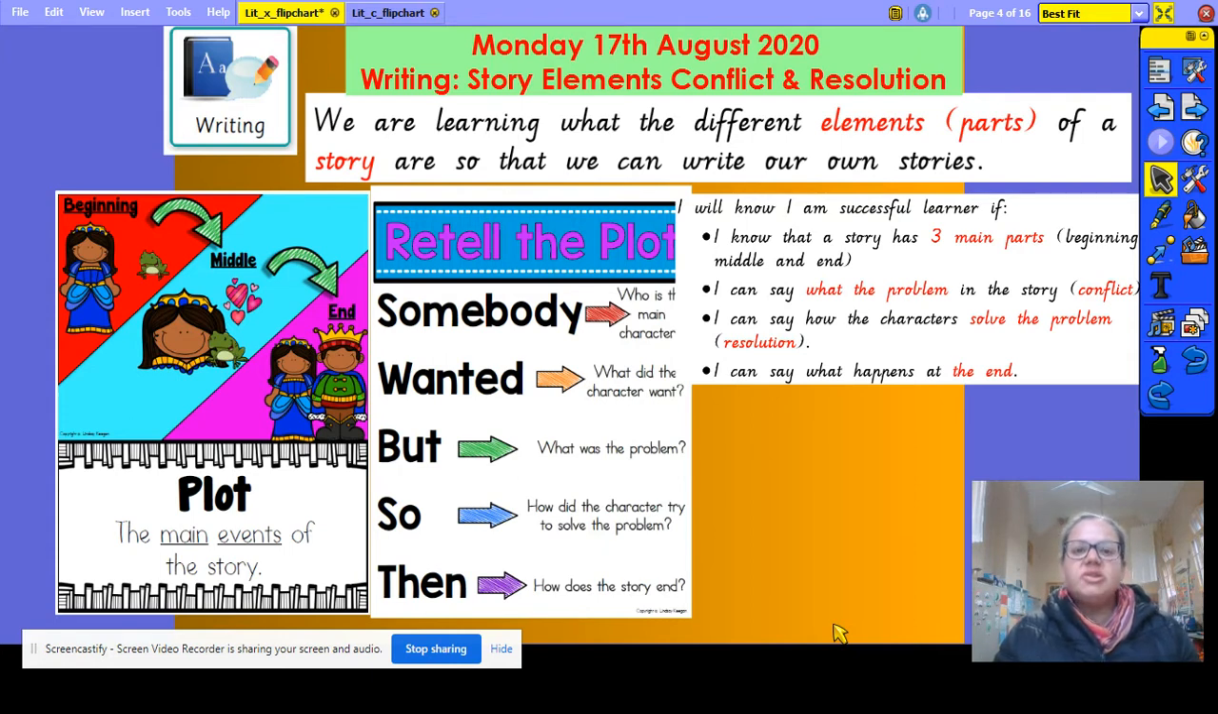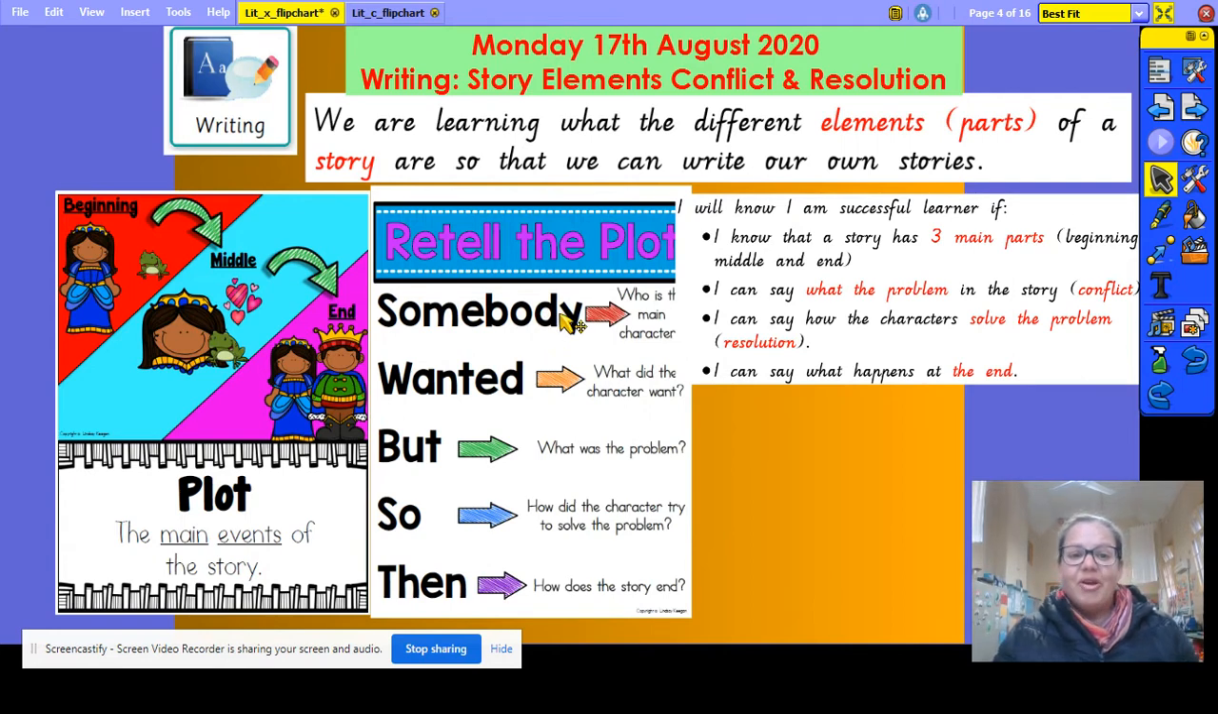As you might remember, last week we started writing our stories and we thought about who our characters would be, and what our setting would be, so where our story happens. We also said that a story has 3 parts, and so that's one of our learning success criteria. It says, I know that a story has 3 main parts. It has a beginning, a middle, and an end. When we looked at characters and setting last week, that was what happens in the beginning of the story. It tells us the somebody and the somewhere.